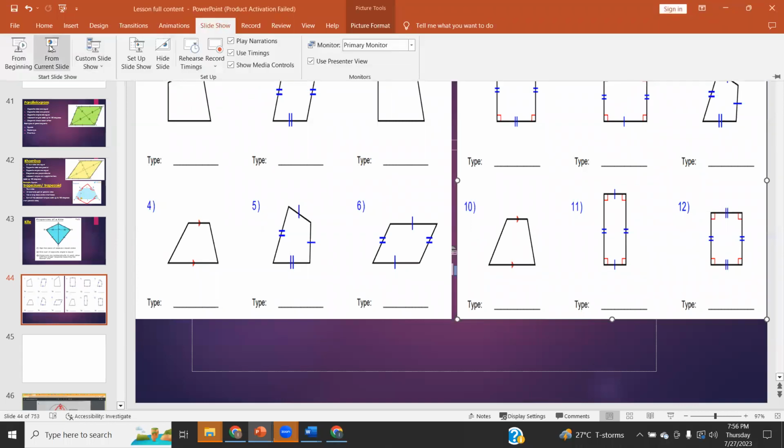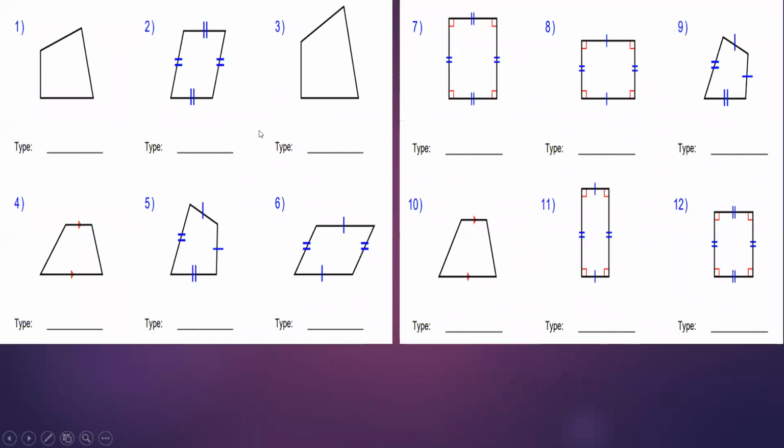I want you all to do this exercise. In each case, I want you to tell me the name of the quadrilateral. You can use any of the names that we have talked about: rhombus, square, parallelogram, kite, rectangle. Use any of the names we have. We're doing it right now.